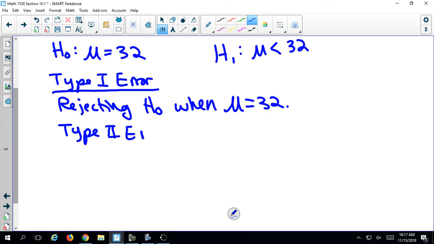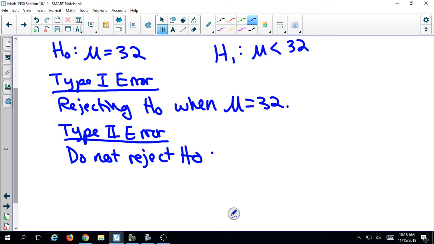A type 2 error would be not rejecting the null hypothesis when they actually are underfilling the jars. Okay, they actually are underfilling the jars, but our sample doesn't provide us the evidence that we want. So this is, you do not reject the null hypothesis when the mean is actually less than 32 and not equal to 32.